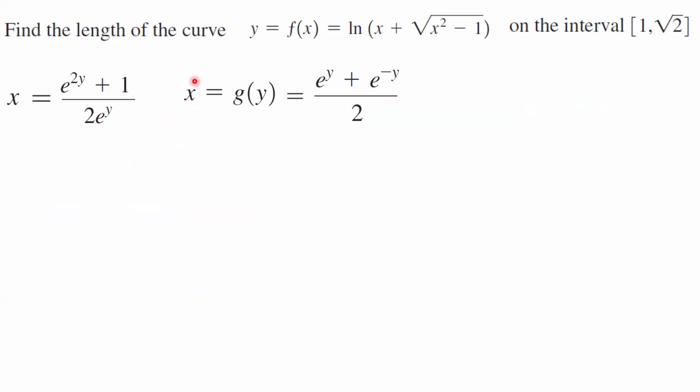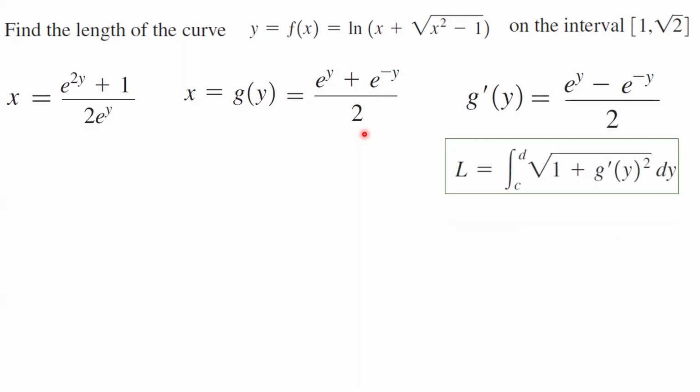Why did we write it this way? Because now taking the derivative of x is very easy. You have e to power y plus e to power negative y divided by 2. The derivative of g, or the derivative of x, is equal to e to power y minus e to power negative y divided by 2.